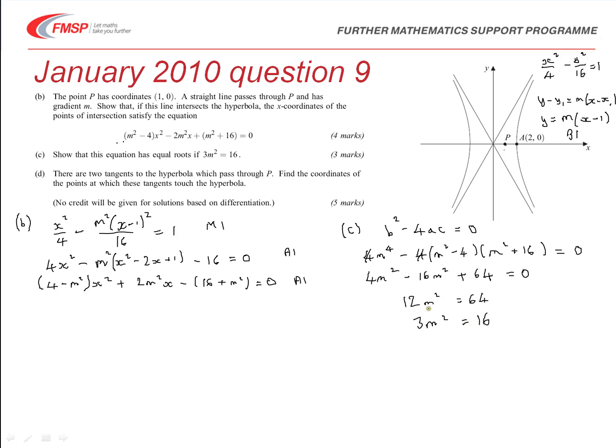And so 3m squared equals, oh, that's the piece we want, isn't it? Sorry, I'm there now, aren't I? Looking back up at part C of the question is always helpful. So we're at the point where we need to be.